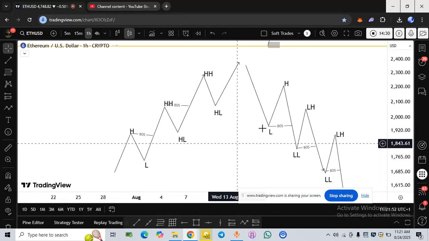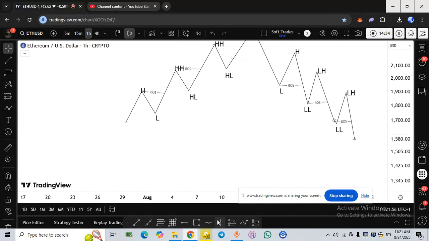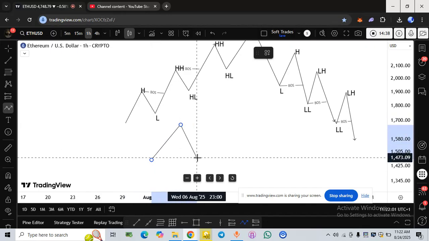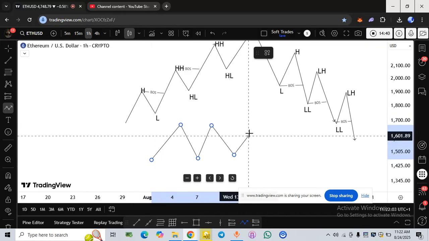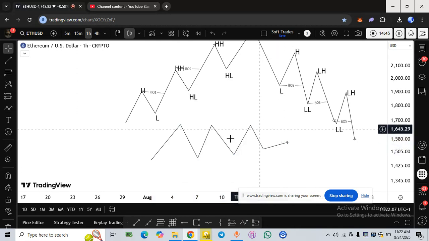Now in a ranging market, there are no breakout structure, there are no lower low or lower high. What we actually have is what we call relative equal lows or equal highs. Now that doesn't necessarily mean that it is equal. That's why they are called relative.